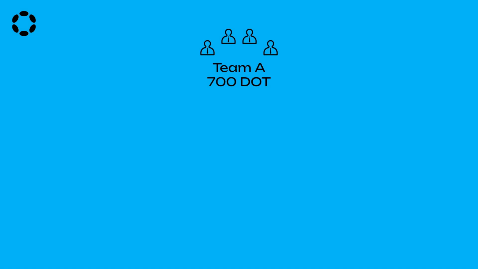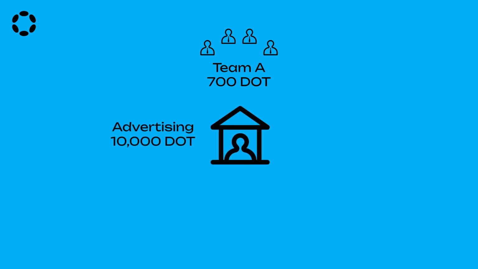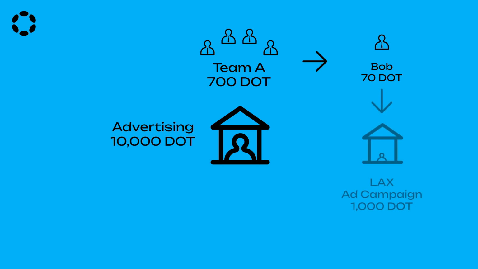Let's say Team A is in control of the advertising parent bounty, and their fee is 700 DOT. Team A wants to hire Bob to make sure that LAX airport delivers on their advertising campaign, and Bob's fee is 70 DOT. Bob is proposed as the child bounty curator, thus giving him complete autonomy of the 1,000 DOT set aside for the LAX campaign.